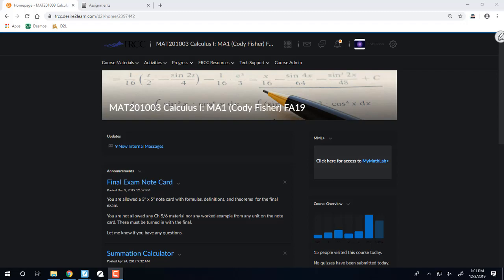But you can't have something specific like the derivative of 2 to the x is 2 to the x ln 2. So it's kind of a fine line between the difference of the two, but you cannot have these specific worked examples or specific type formulas on that note card. You'll need to turn them in with the final, just to make sure everything's on the up and up. If you have any other questions about that, please let me know.